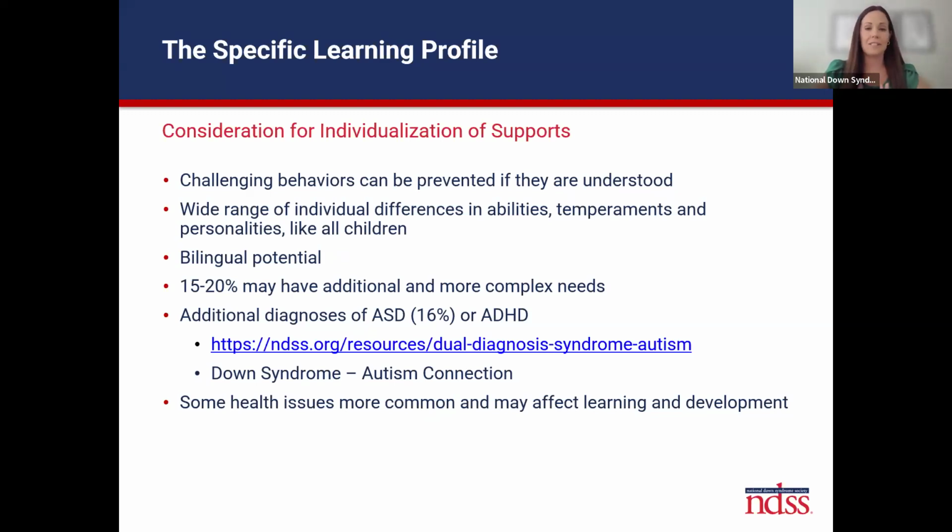So there's a wide range of individual differences within the Down syndrome community. As most of us know, we do have population that is capable of being bilingual, trilingual. There is about a 15 to 20% chance that they might have additional or more complex needs, such as an autism diagnosis that is coexisting with Down syndrome. The latest numbers were from 2016 from NIH that states it's about 16% have the dual diagnosis, but that number is really hard to come by because those things aren't necessarily always reported together.